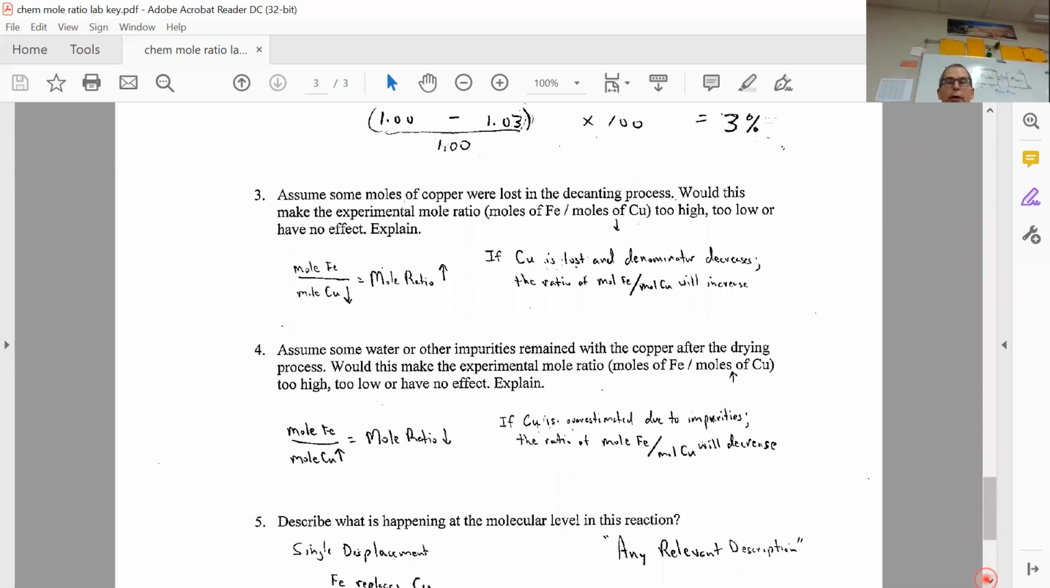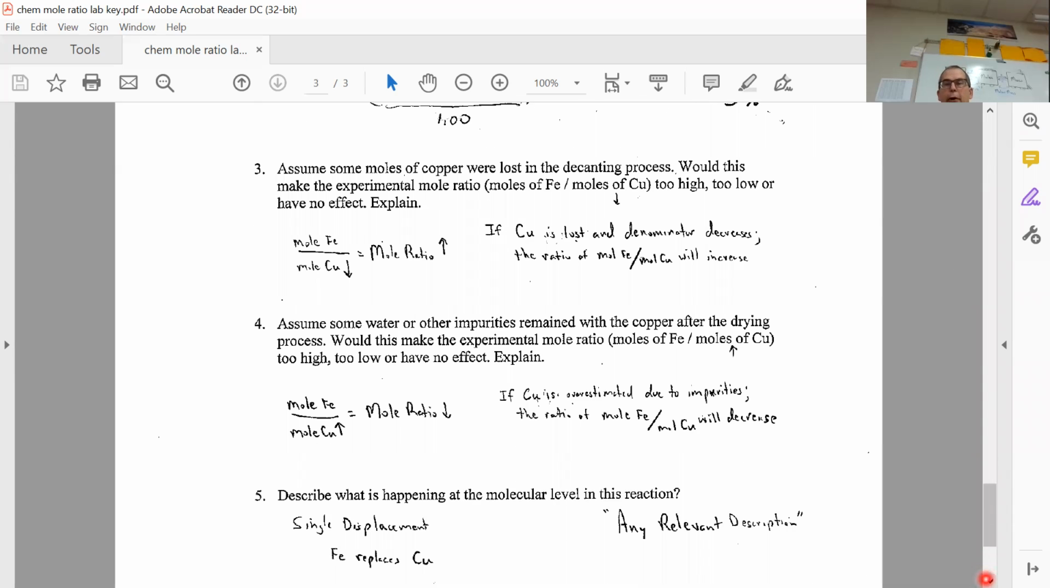These are the 3 and 4 interesting questions. There's 2 big errors that can probably occur in this lab, and they don't really involve the iron. I mean, you're putting these nails in, you're weighing them before and after. So unless you make a mistake on the scale, that should be pretty accurate. But getting the iron, it's all dirty, okay?